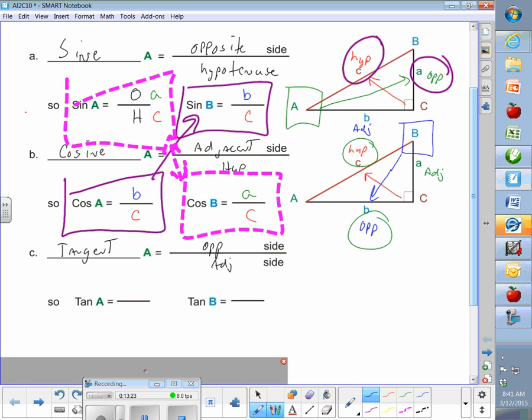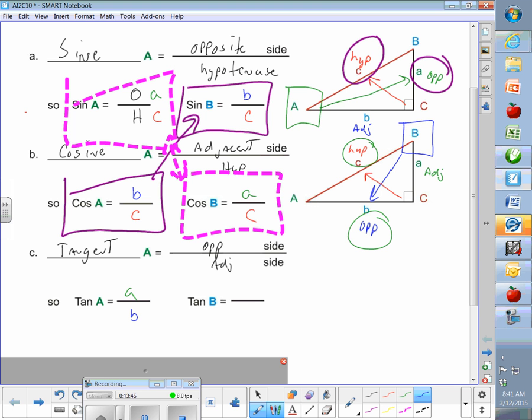All right. So again, I know we got a lot of stuff up here, but go back to angle A. What's the opposite side of angle A? Side A. What's the adjacent side of angle A? Side B. So it would be A over B.